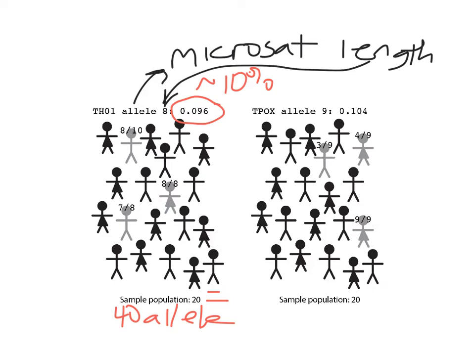But in total, in that whole population, 20 people, each of them has 2 alleles. That's 40 alleles. If the frequency is 10%, 40 alleles times 10% equals 4. So that's the number of alleles we should expect to see. If we picked a random sample of people, every 10th time we look at somebody's allele, we should see allele 8.